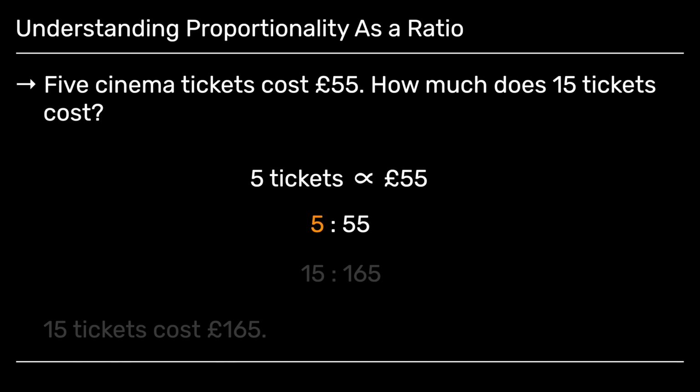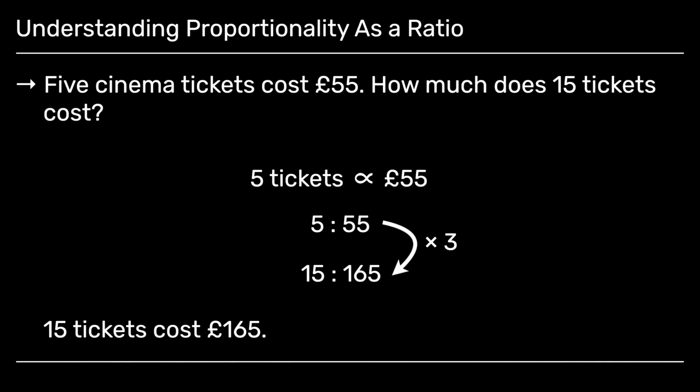Now, on the left-hand side here, we have the number of tickets. On the right-hand side, we have price. How do we get to 15 tickets? Well, we have 5 tickets is £55, so we multiply both sides by 3. And we get that 15 tickets is £165. Okay, that's an easy example because everything worked out nicely.